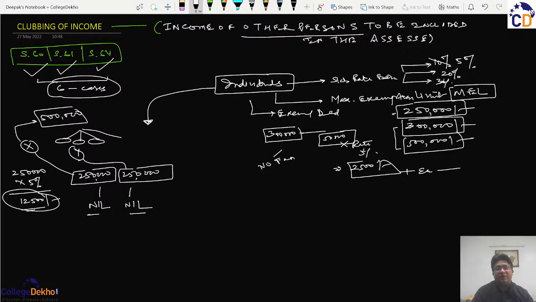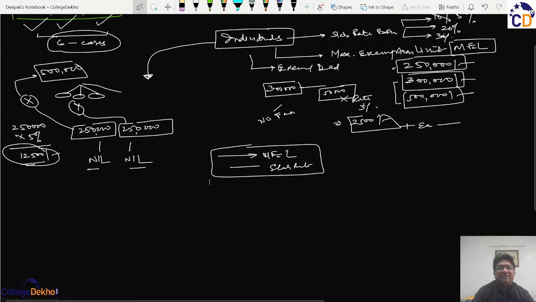So there can be bifurcation, trifurcation of a person's income into different individuals' hands, which are quite known to him, and in this way they can claim multiple benefits of the maximum exemption limit and slab rates, and also other exemptions and deductions, leading to a stage where instead of calling it tax evasion, we had to call it tax avoidance, and they are able to bypass the provisions of the law.